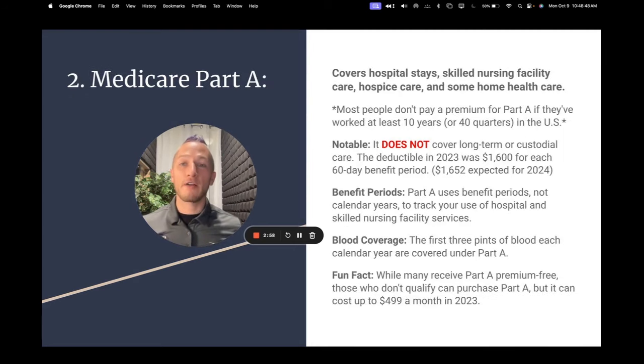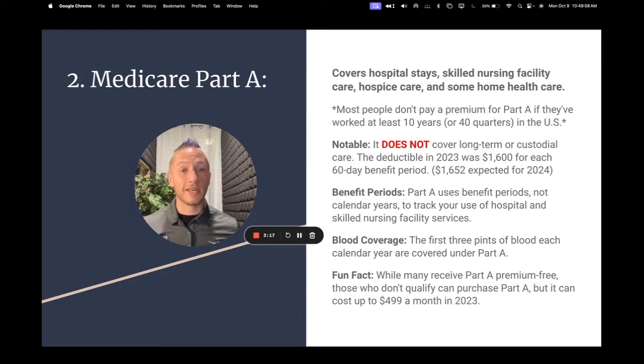So the first letter of the alphabet, Medicare Part A. What is Medicare Part A? It covers hospital stays, skilled nursing care, hospice care, and some other health care too. For most individuals in the US, if you have worked more than 10 years or 40 quarters, you're not going to have any annual premium that you're going to have to pay for Part A coverage.